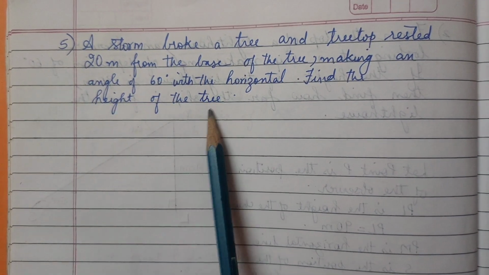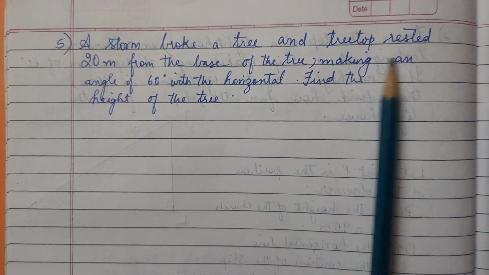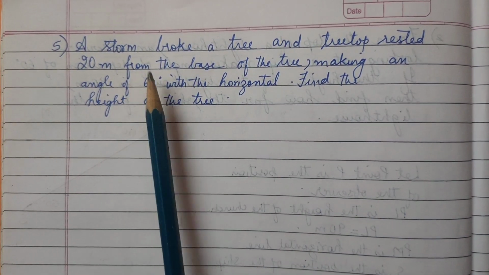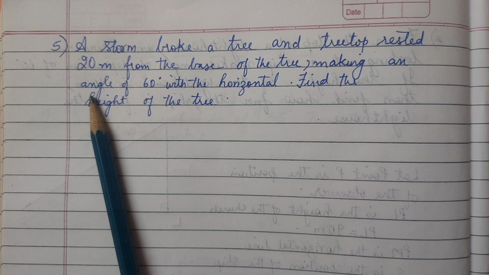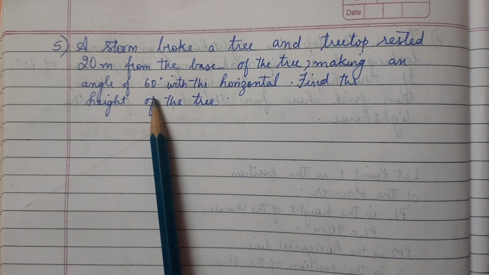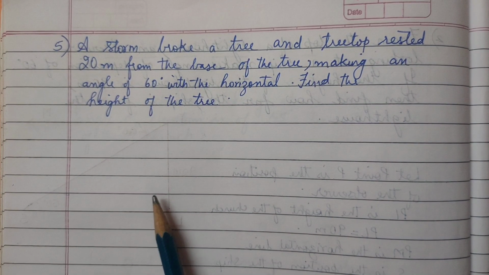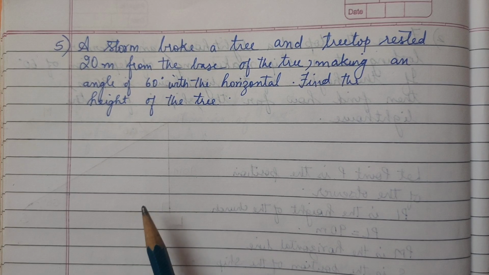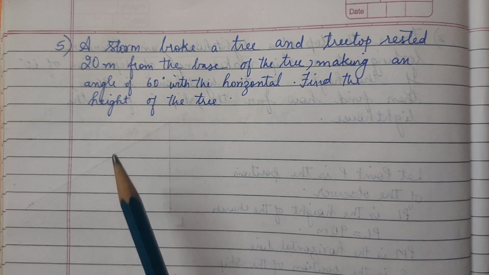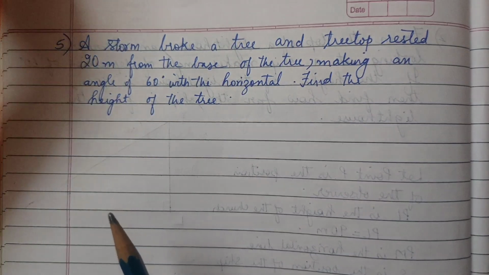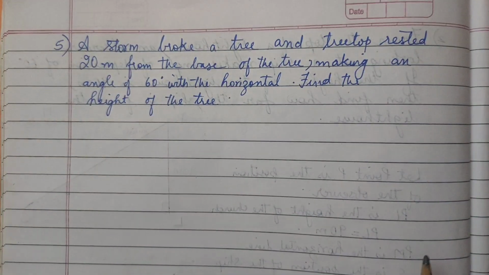Fifth question, a storm broke a tree and tree top rested 20 meter from the base of the tree, making an angle of 60 degree with the horizontal. Find the height of the tree. Yes, my dear. So see, a storm. Storm means a strong wind we consider. Yes, it has broken the tree, it is said.